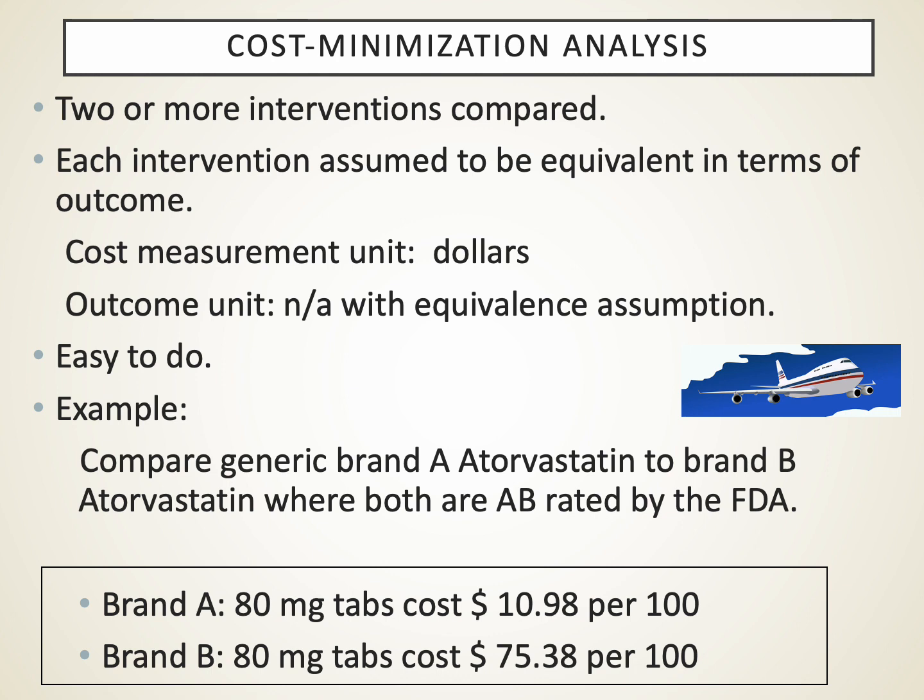And which one are we going to pick? In this case, we're going to pick brand A because 100 tablets cost us $10.98, whereas brand B, 100 tablets cost us $75. So that's a pretty basic thing. But the assumption here is that both interventions are identical.